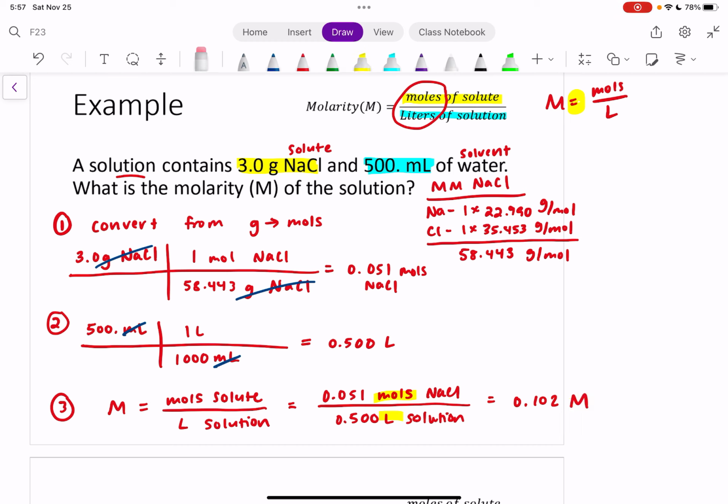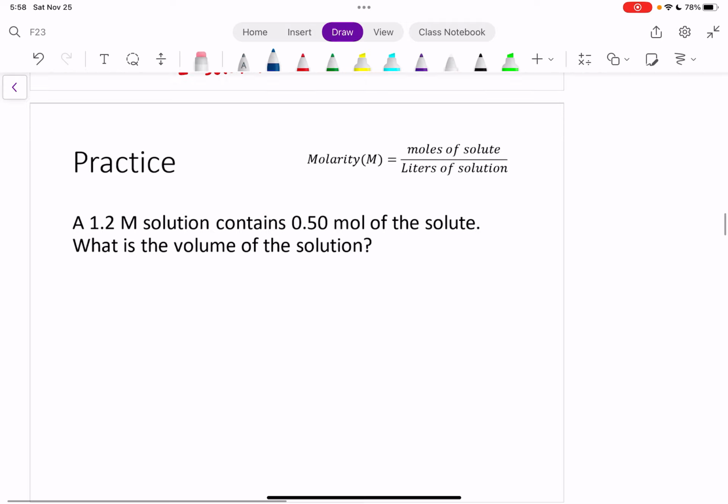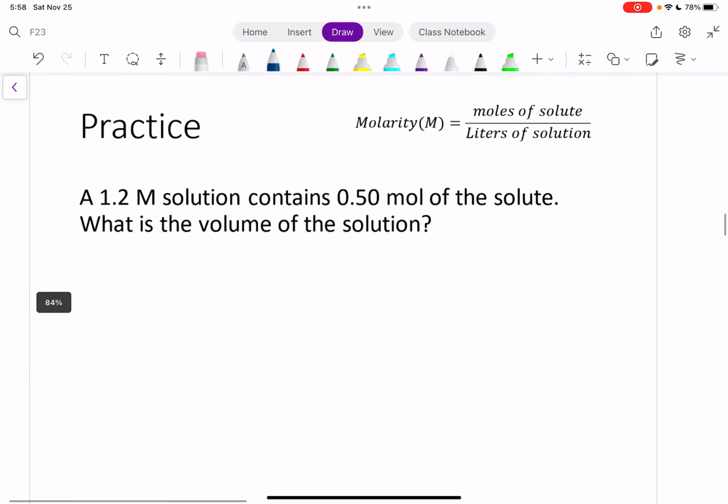And that's how you'd see it on some kind of solution bottle in lab. You'd see like 0.102 molar solution. I just said it really fast, but the way that you say this out loud is you would say 0.102 molar NaCl solution.